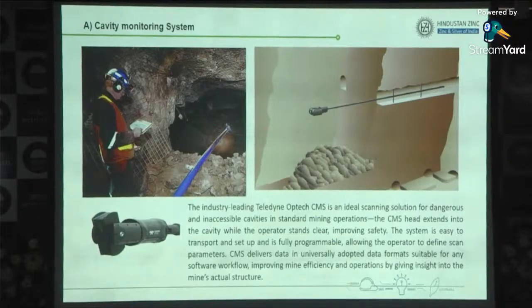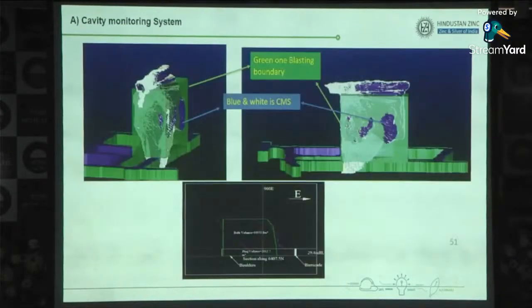There is a camera. It emits lots of rays, and those rays get reflected back to the camera, and it gives us a profile like this. You can see the green one is the planned blasting boundary, and the blue one is the profile we get after the blasting. You can see this was my plan, and we have left some ore here and some ore here. So with the help of CMS, we can get complete detail of what is going on inside an open stope.